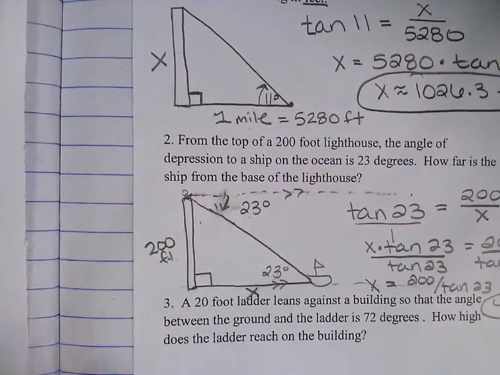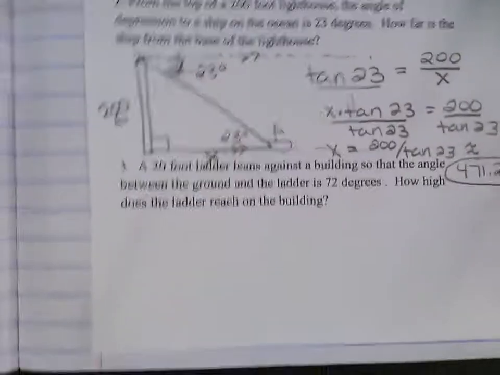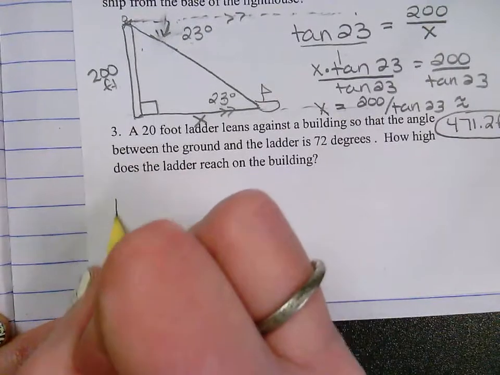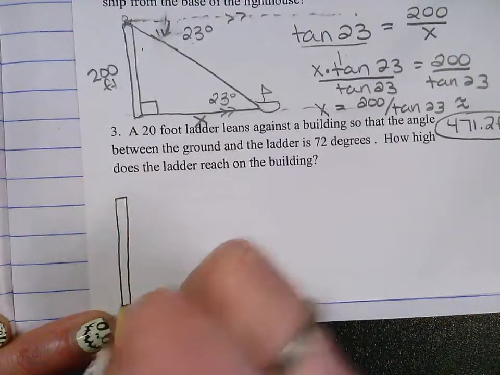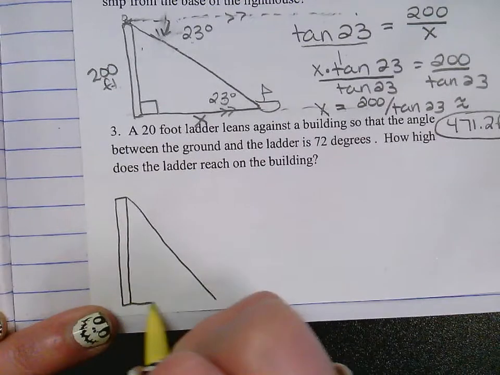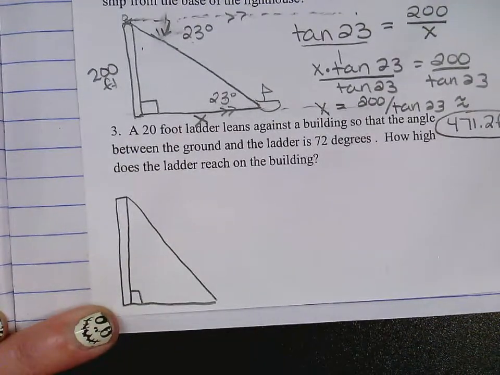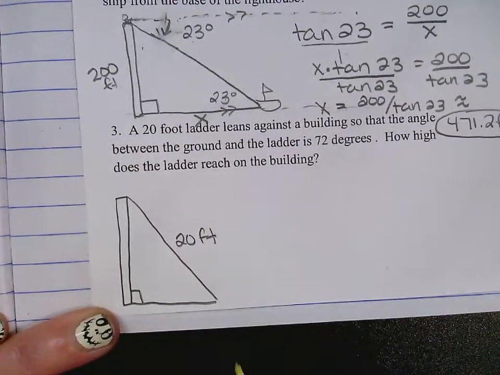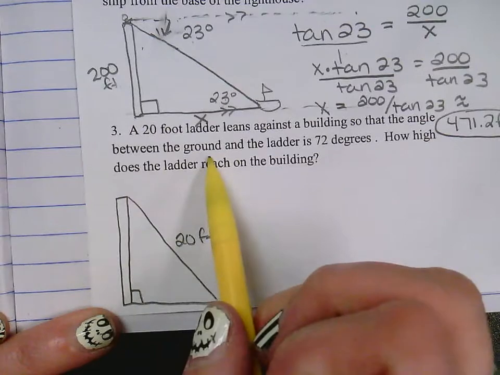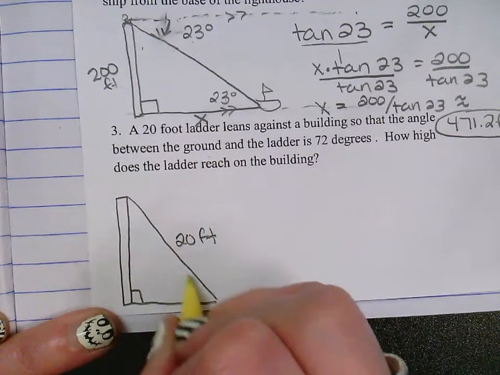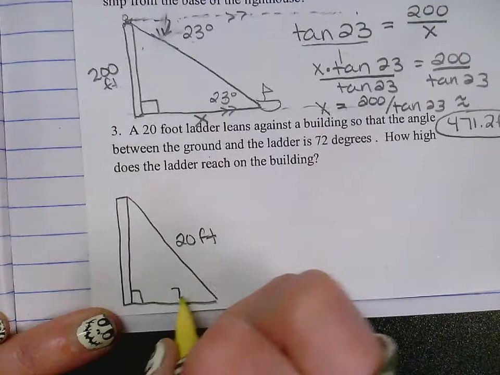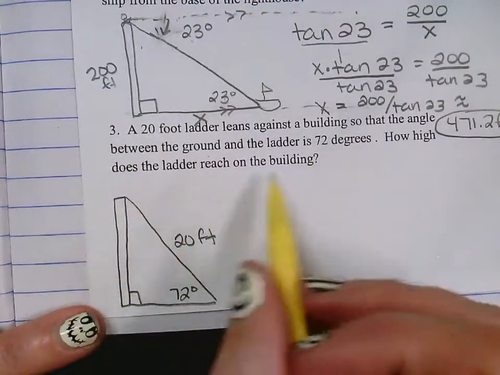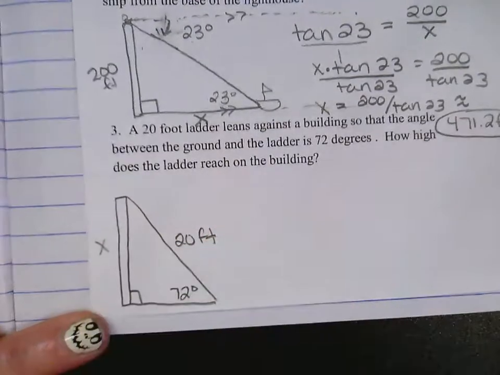Okay. All right, and last problem here. A 20-foot ladder leans against a building. So let's get a building here. We've got the ladder. I know the building and the ground make a right angle, and it's a 20-foot ladder right here. So this is 20 feet. So that the angle between the ground and the ladder, so here's the ground, here's the ladder. So this angle here is 72 degrees. How high does the ladder reach on the building? So we want to know this side.